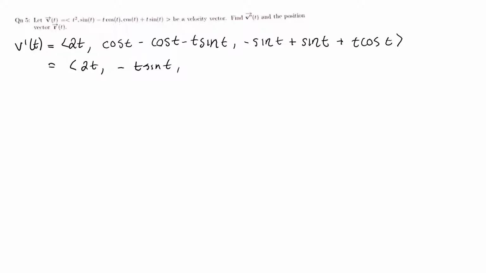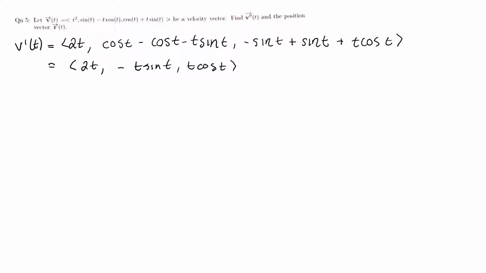minus t sine t, which was the derivative of the cosine and then the product rule between t and cosine t. And then the last one, which is going to be negative sine t plus sine t, which is another product rule that we have. And that finishes off. Simplifying this, we get 2t minus t sine t, and then t cosine t.